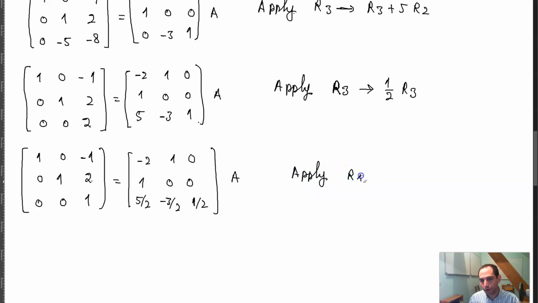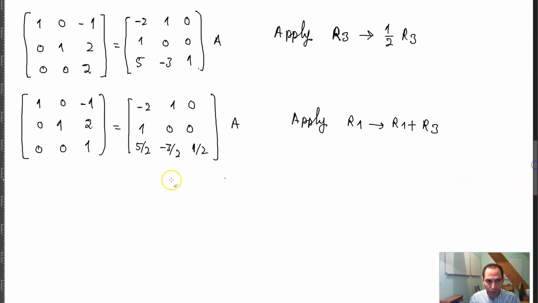Then what I will do is I will apply R1 becomes R1 plus R3, because I need to get rid of this -1. This has to become a 0. So -1 plus 1 is equal to 0, right? So R1 becomes 1 plus 0, which is equal to 1, 0 plus 0 is equal to 0, and -1 plus 1 is equal to 0. And the rest remains the same.